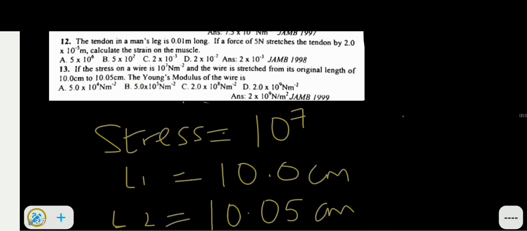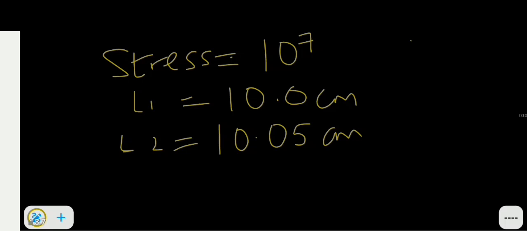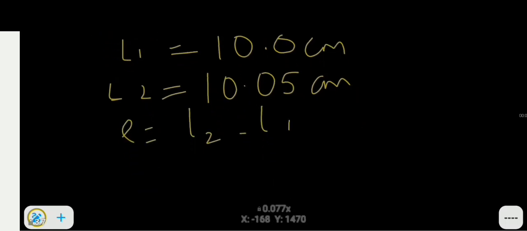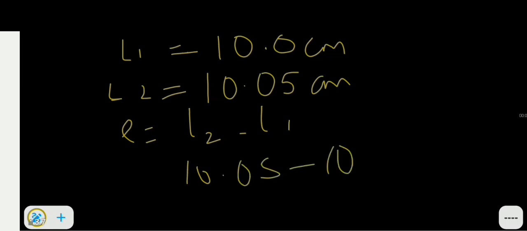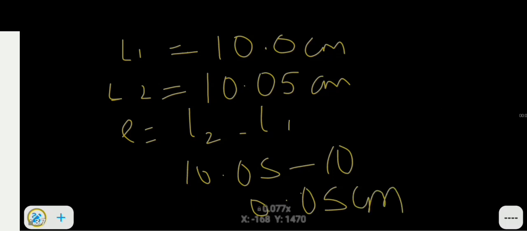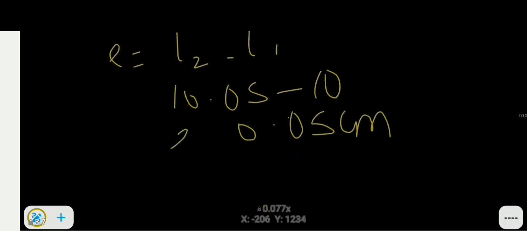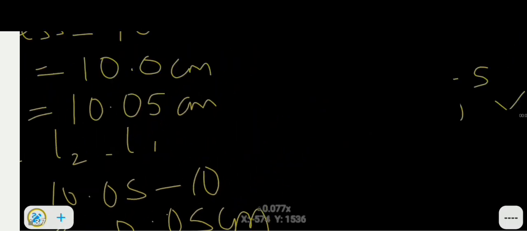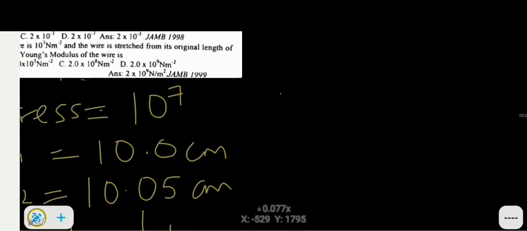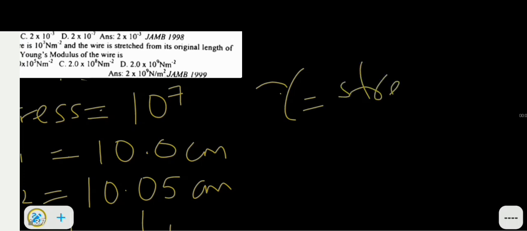So you need to find the extension first. So let's find the extension now. So the extension will be E equals to L2 minus L1. Okay, L2 is 10.05 minus 10. So this will give you 0.05 cm. Okay, 0.05 cm is the extension. So let's talk about Young modulus now. Now, you need to understand the Young modulus. Young modulus can be defined as stress over strain. That's the Young modulus, stress over strain.